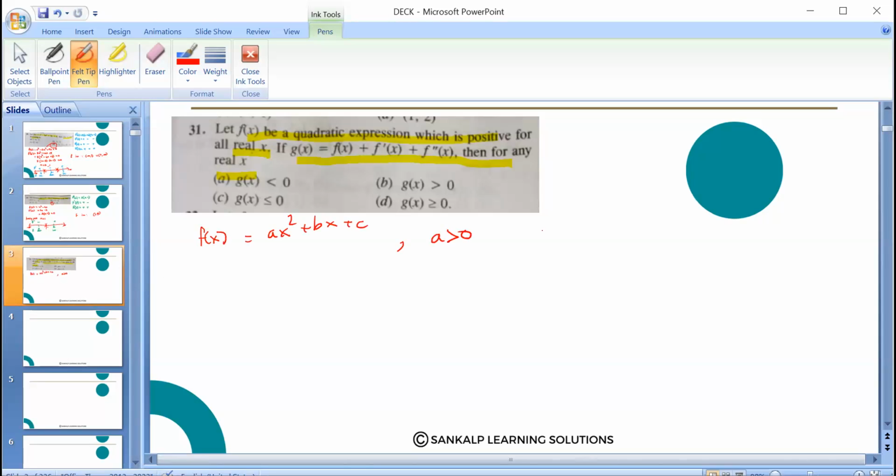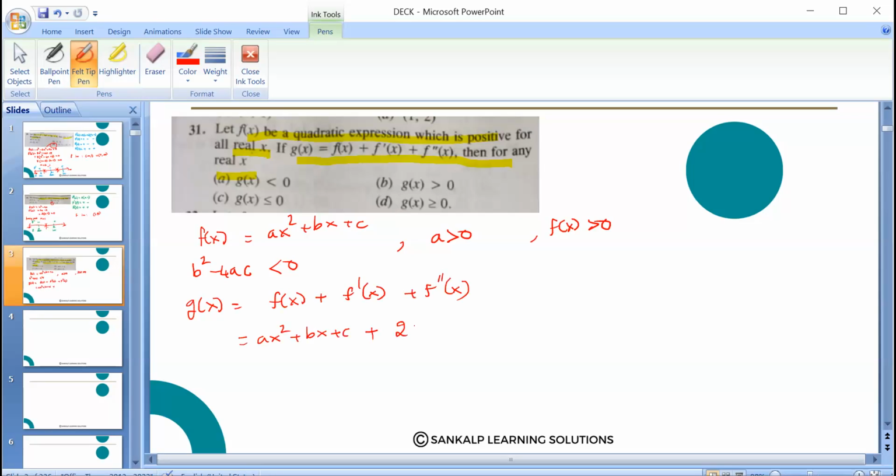So because the function is positive for all real x, we can say b squared minus 4ac will be less than 0. So because g of x is given as f of x plus f dash x plus f double dash x: f of x is ax squared plus bx plus c, f dash x is 2ax plus b, and f double dash x is 2a.